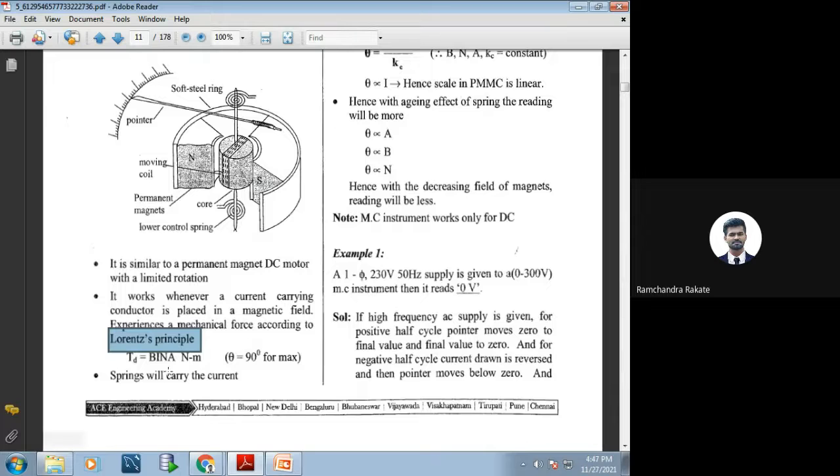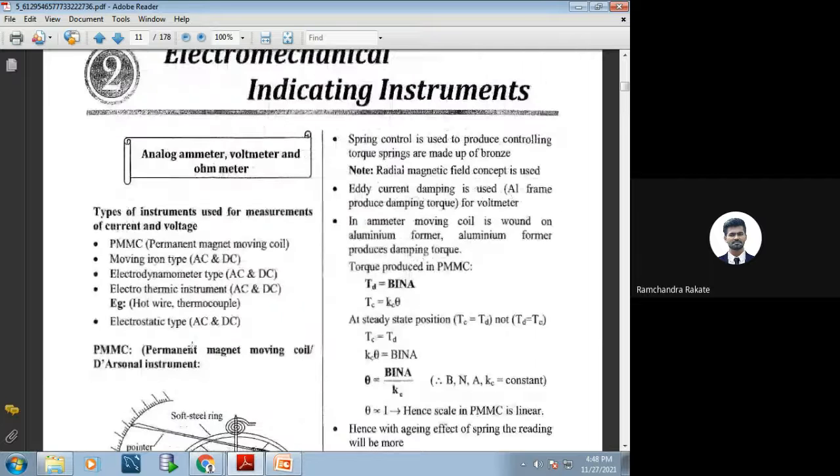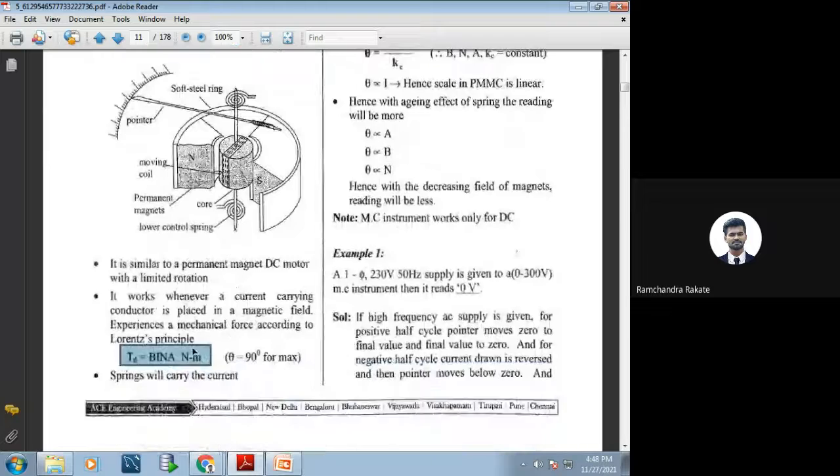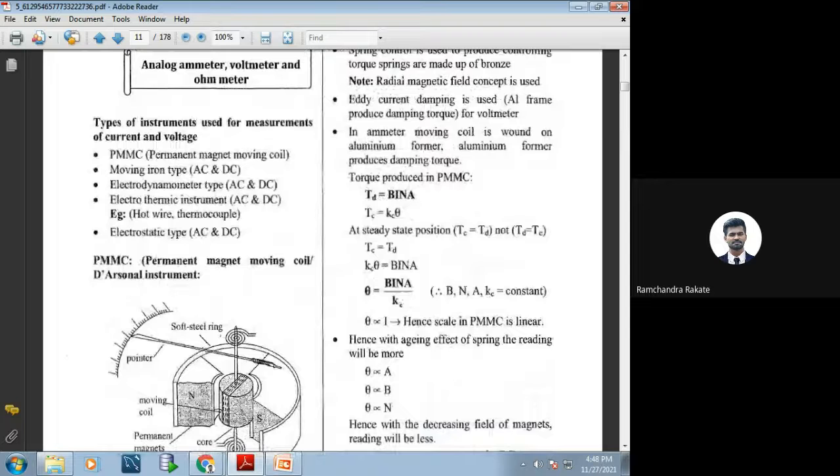As per the Lorentz law, the equation for deflecting torque that we obtain is BINA. That is nothing but BINA. Accordingly, the spring control is used to produce the controlling torque.